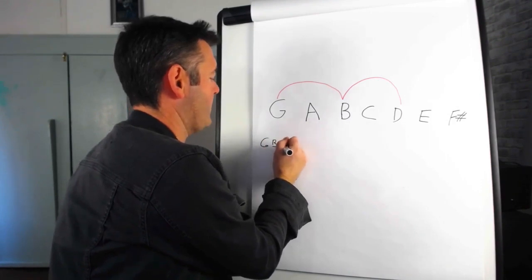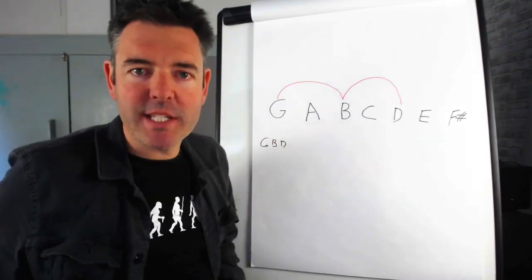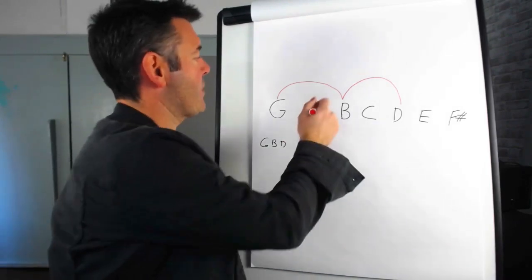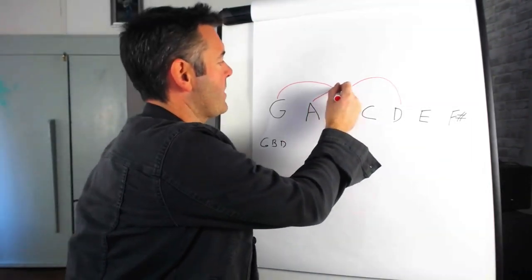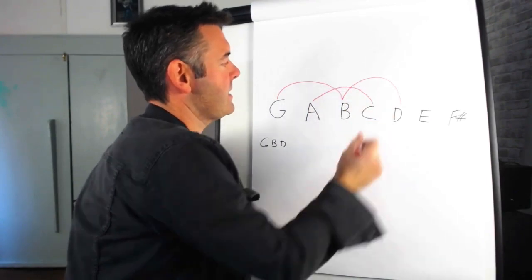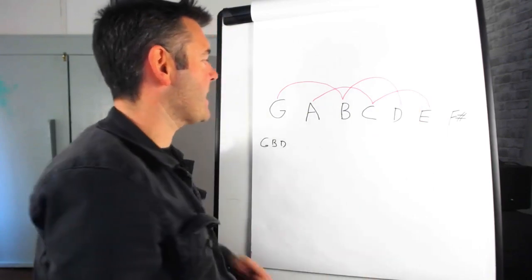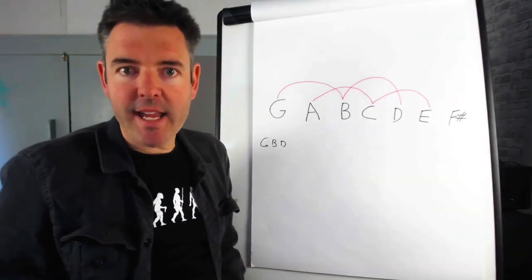B, and D. Now what we simply do is we repeat that process on each of the other notes in the scale. So we're going to get A, we hop over B, we land on C, we hop over D from C, and we land on E. And that gives us our second triad, A, C, E.